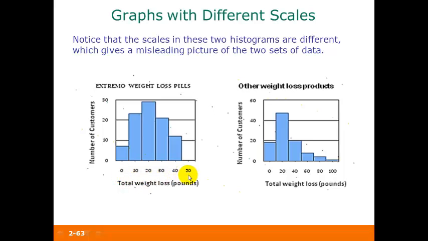Also, if you notice, the horizontal scales are quite a bit different. The one on the left goes up by tens, so the top value here is 50, but the one on the right goes up to 100. So the top weight loss for the Extremo weight loss pills was somewhere between 35 and 45 pounds, while the top weight loss for other weight loss products was somewhere between 90 and 110 pounds. So that's a lot of difference.